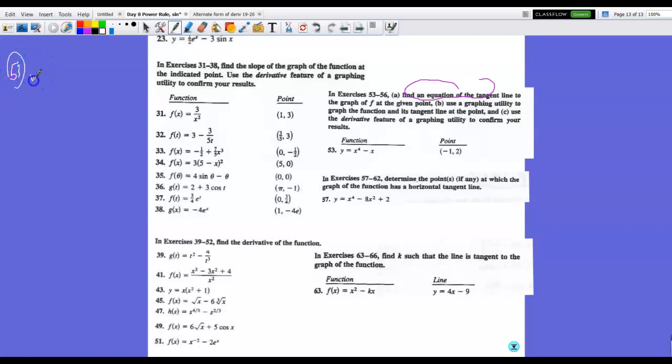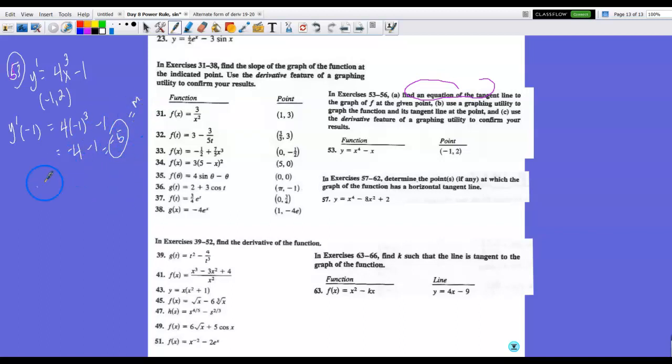So y prime, slope generator, derivative is 4x cubed minus 1. And the given point is negative 1, 2. So I'm going to find the slope at the value of x. So derivative at negative 1 is 4 times negative 1 cubed minus 1. So that gives me negative 4 minus 1, which is negative 5. So that is the slope of my tangent line.